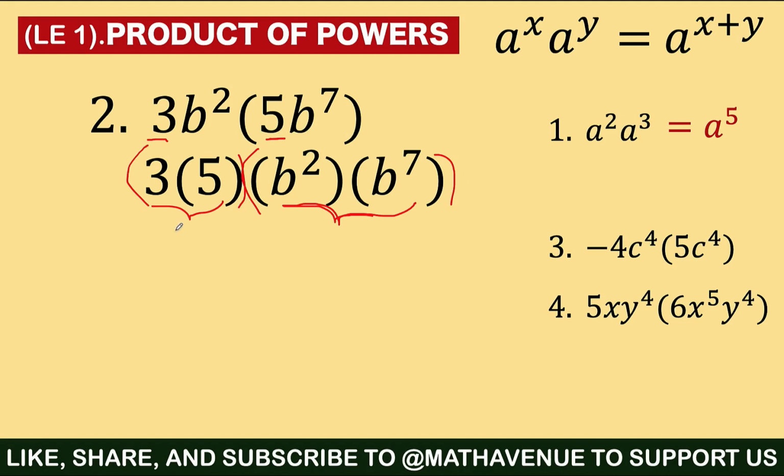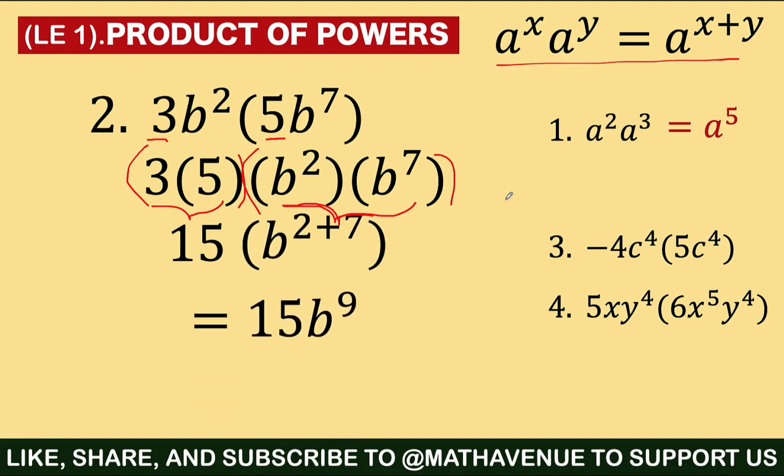In the commutative property, you are allowed to interchange the order. In the associative property, we are allowed to regroup the factors of these algebraic expressions. So 3 times 5 equals 15. For b squared times b to the 7th, that's when you now apply this law of exponent number 1 to get b to the 9th. So our final answer is 15 b to the 9th.